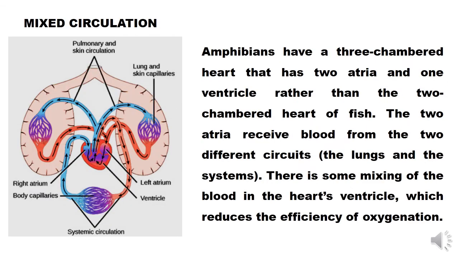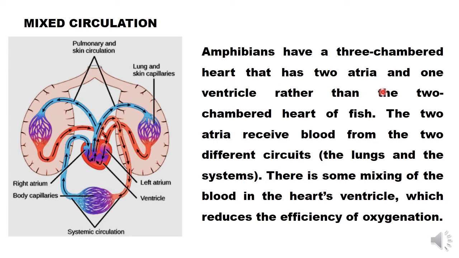Next, mixed circulation. As the name suggests, there is going to be some mixing, and mixing of perhaps oxygenated and deoxygenated blood. Yes, that's right. So first thing to remember, where do we observe mixed circulation? We will be observing this kind of circulation in a three-chambered heart. Where do we find it? We see the three-chambered heart in amphibians and reptiles.